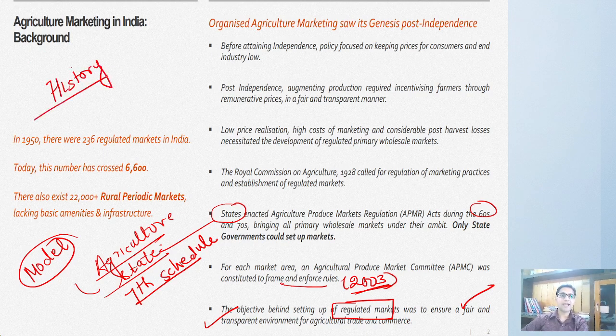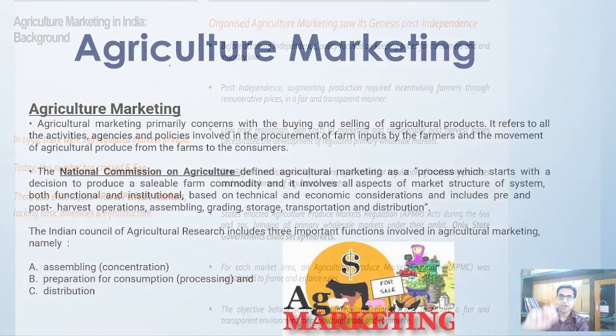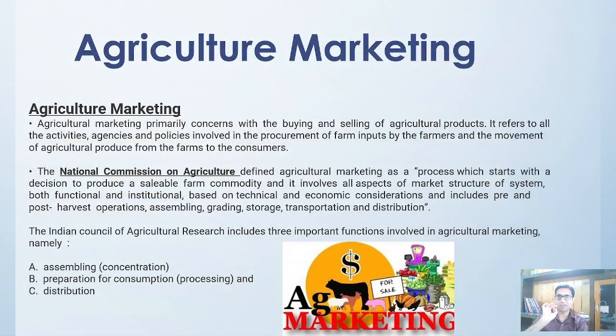So this is the history. Now we dive into the deeper part. First of all, agriculture marketing. What is the meaning of agriculture marketing? It is the buying and selling of agriculture products. So anything, whether by an agency or anybody, related to agriculture buying and selling, whatever activity you are doing, whatever policy you are making, whether it is related to procurement, farm inputs, or movement of agriculture produce, everything, all types of activities, is related to agriculture marketing.